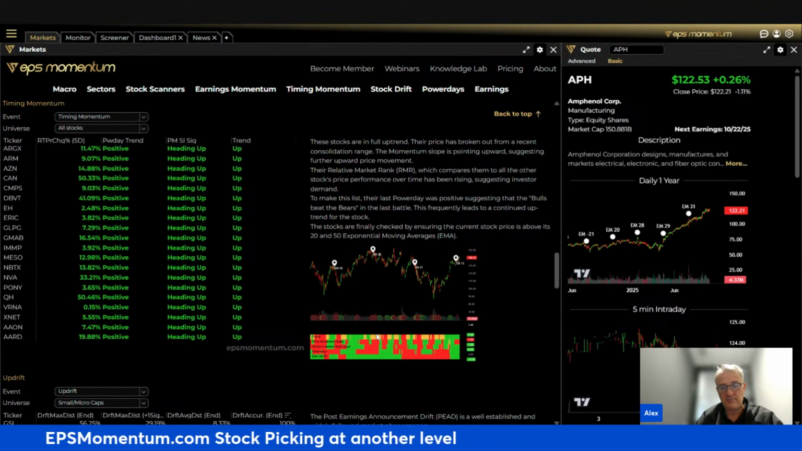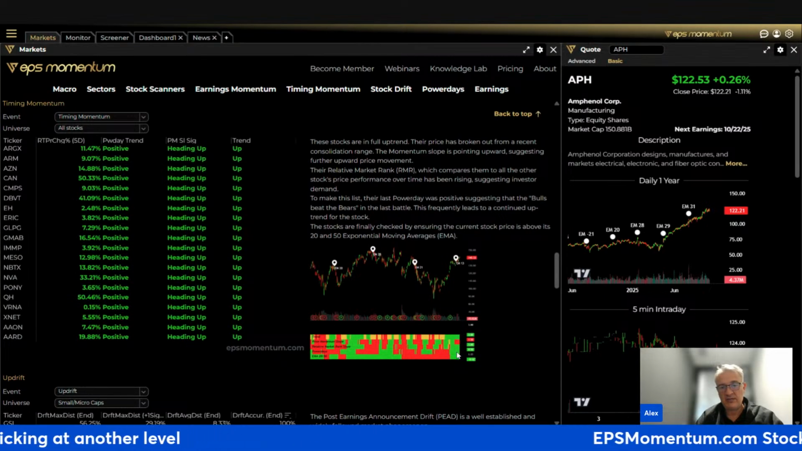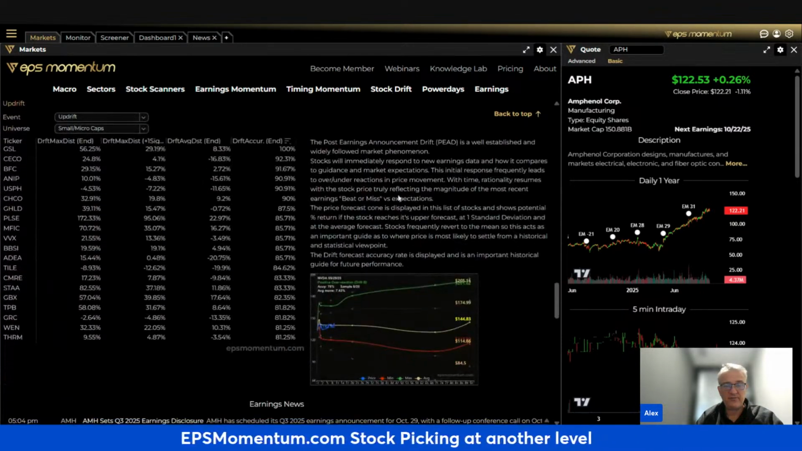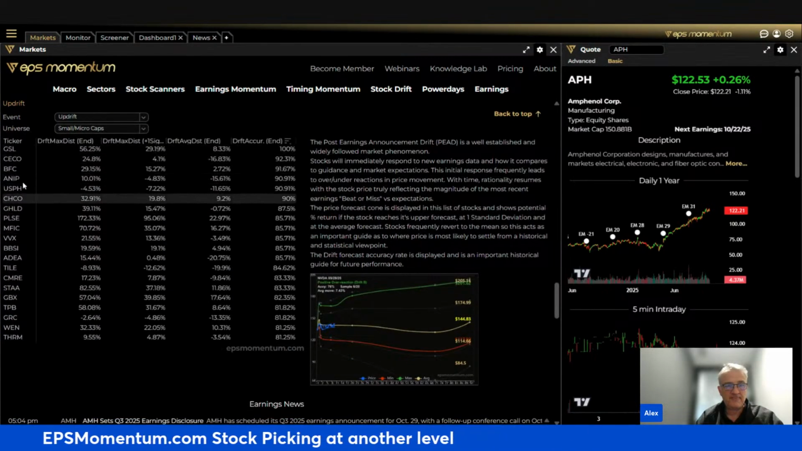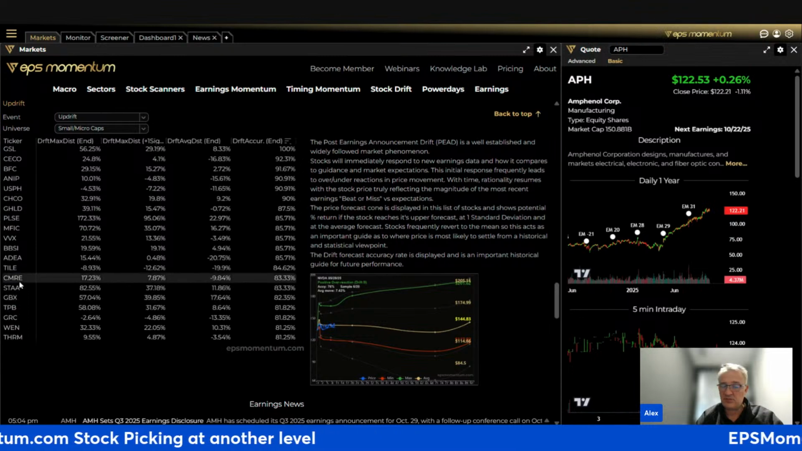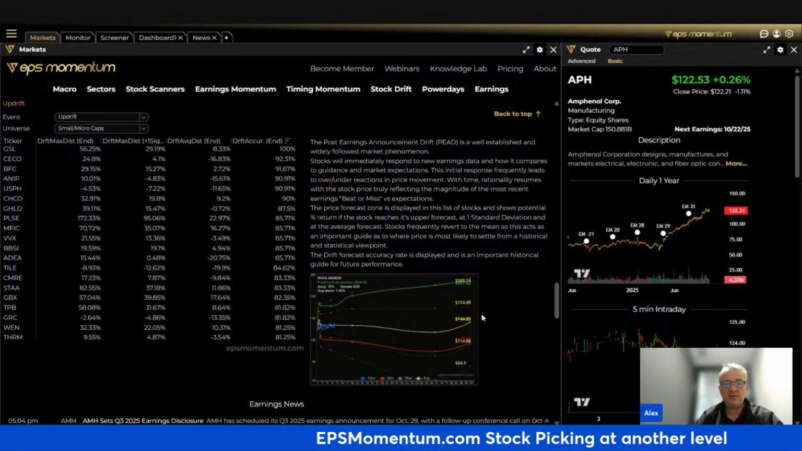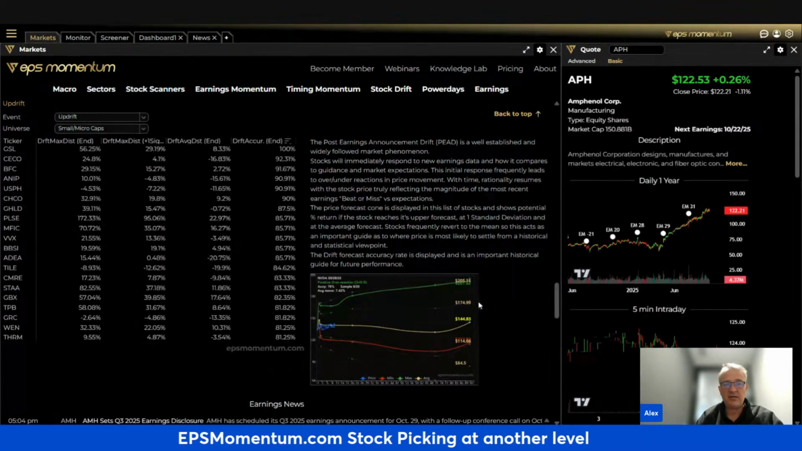But here we have a color coding type of indicator that gives you a clear picture of what's happening over there. And then we have the stock drift. Again, stock drift is truly unique to our platform. This is the 90-day forecast of the price. We can briefly touch on it today.